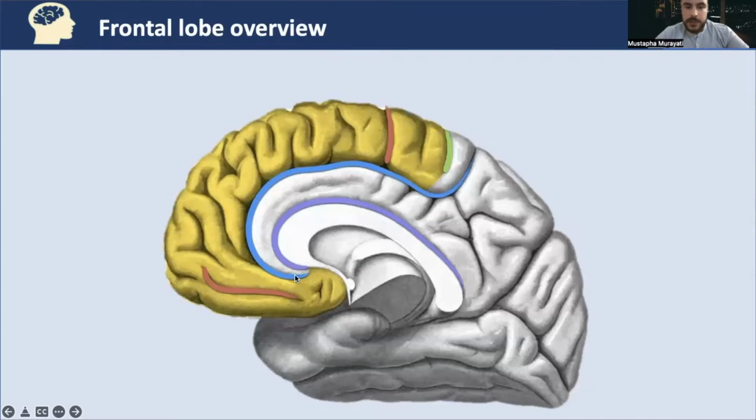Okay, that was from the lateral surface. Let's have a look at the medial surface. The yellow area represents the medial frontal surface or the superior frontal gyrus from the medial view. And here we have the corpus callosum, and the sulcus around the corpus callosum is the callosal sulcus. And then we have, this is the cingulate gyrus, and this is the cingulate sulcus with the marginal sulcus over here. And indeed, we mentioned that this area over here is termed the paracentral lobule.